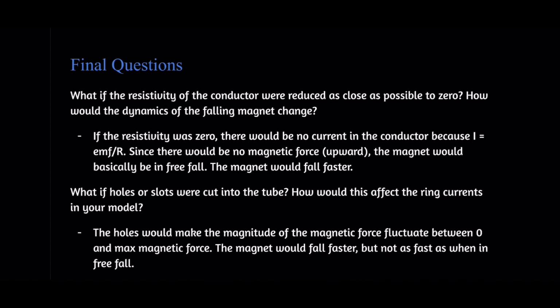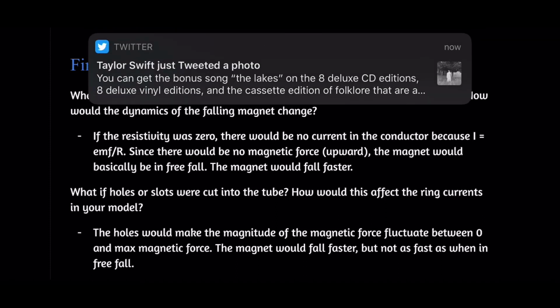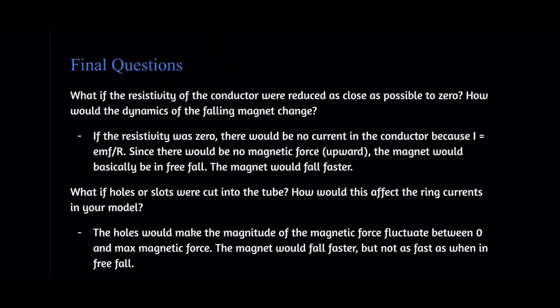For my final concept questions, my first answer was, if the resistance was 0, there would be no current in the conductor because I equals EMF over R. Since there would be no magnetic force upward, the magnet would basically be in freefall. For the second question, my answer was, the holes would make the magnitude of the magnetic force fluctuate between 0 and the max magnetic force. The magnet would fall faster, but not as fast as when in freefall.